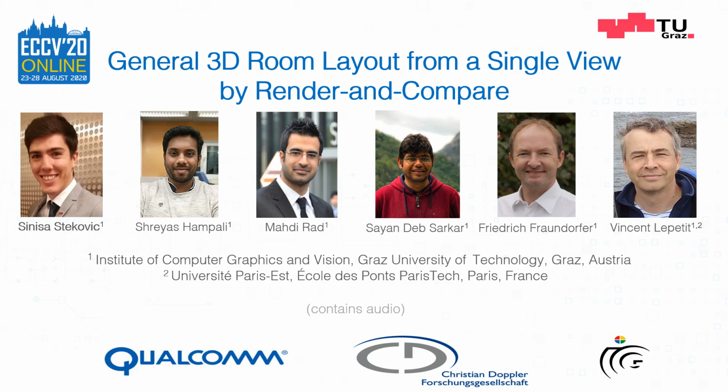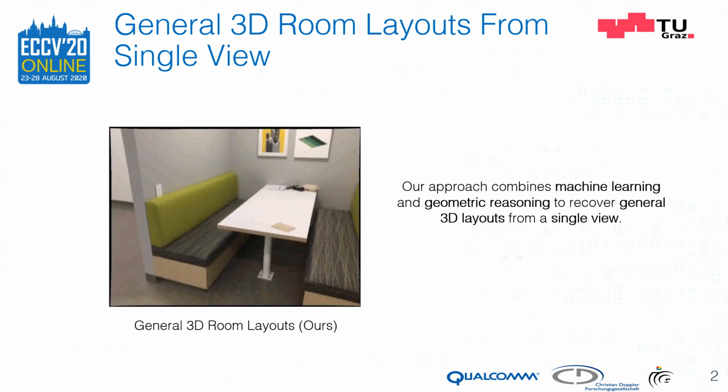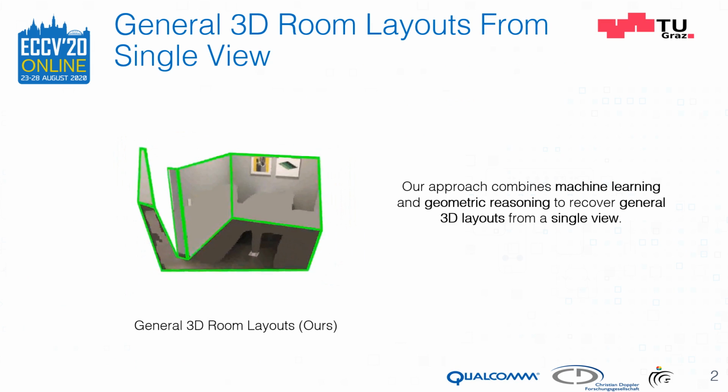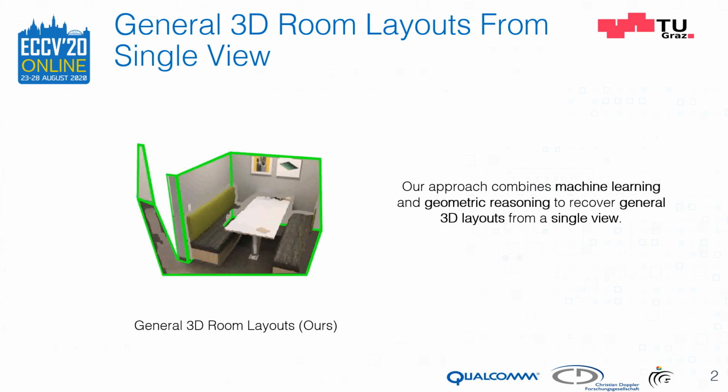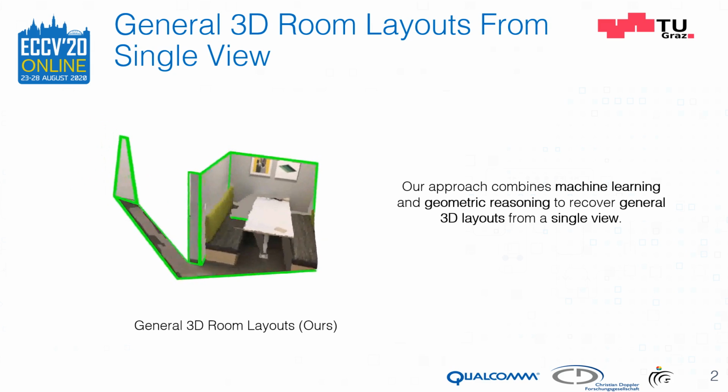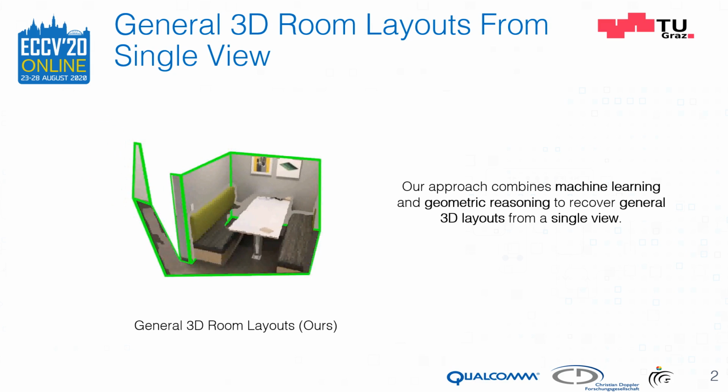In this work, we present an approach for estimating general 3D room layout from a single view by render and compare. Our novel framework combines machine learning and geometric reasoning to recover general 3D room layout from a single view. As shown in this example, our method recovers complex layout that is consistent with the scene in 3D.